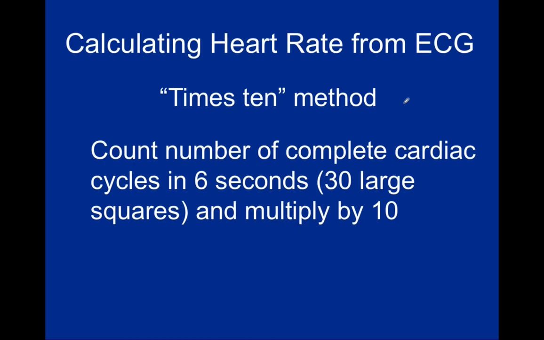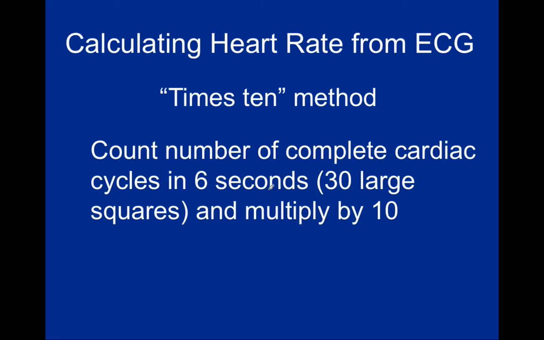Now, the next method that we're going to see here is the times 10 method. In order for the times 10 method to work, you will need an EKG tracing of at least 6 seconds. You won't always be given an EKG tracing of 6 seconds, so you will not always be able to use this method. But in the event that you do have a tracing that's worth 6 seconds, this will probably be the easiest one to calculate.